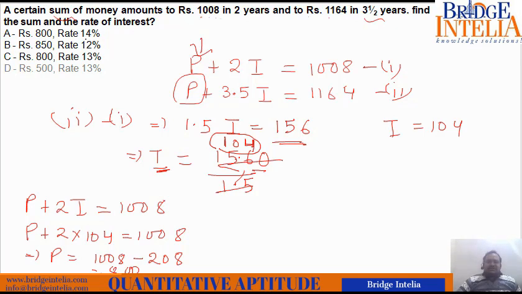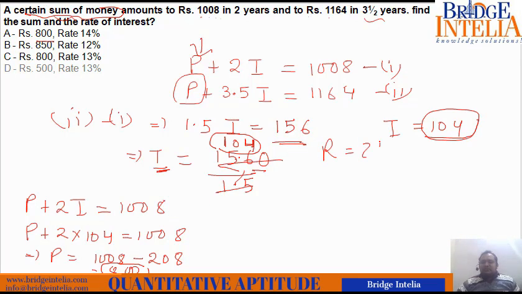So the sum, or the original amount, the certain sum of money, is 800. What is the rate? Now you see, the bank is paying you 104 as interest when you have deposited 800 in the bank. So what is the rate?